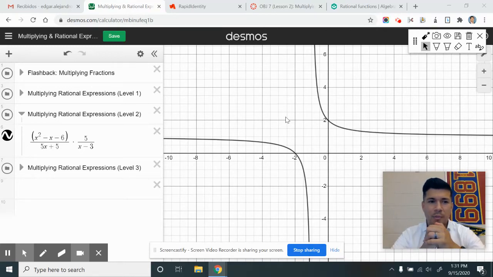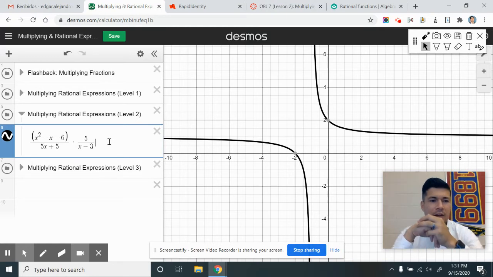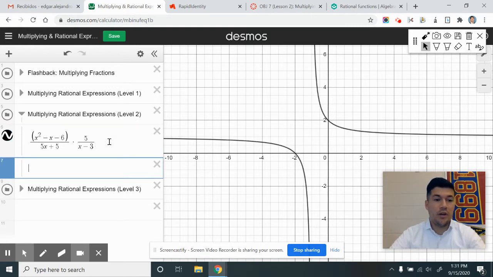So here's a little more action with multiplying rational expressions. Our second example has got these expressions that are a little more intricate, so you're going to have to do a little bit of factoring. We're going to follow the same process: factor, cancel, multiply straight across.